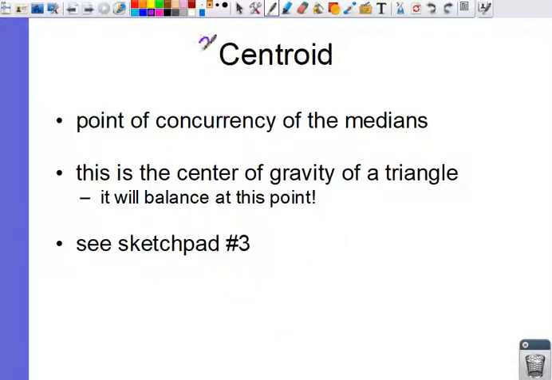And this would be the third center of a triangle. It's the point of concurrency of the medians. It's called the centroid. This is the center of gravity of a triangle. So if you take a triangle and you try to balance it on its centroid, it will always balance as long as the centroid is constructed correctly.